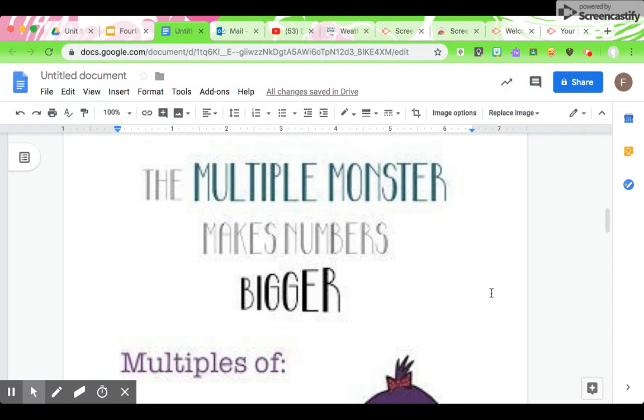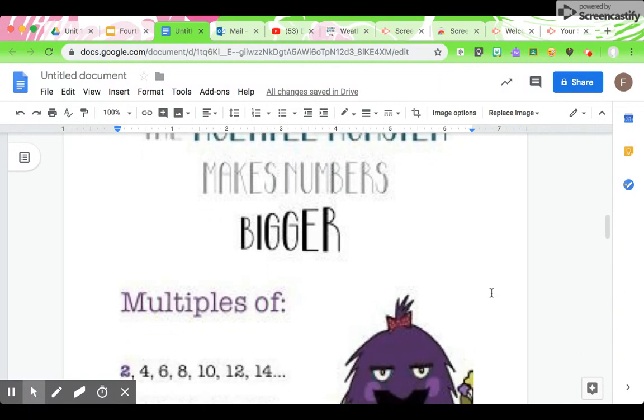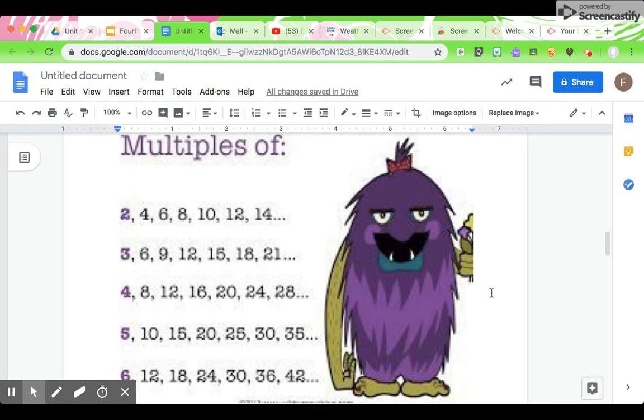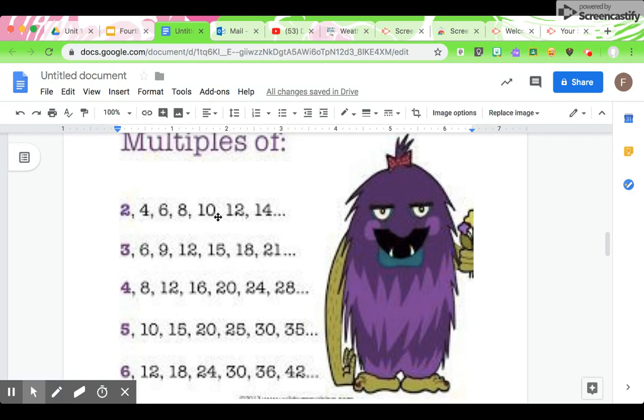Then we also have our multiple monster, which makes numbers bigger. So if I scroll down here, notice we have the multiples of 2: 2, 4, 6, 8, 10, 12, 14. And then we have the multiples of 3: 3, 6, 9, 12, 15, 18, 21. Notice for the multiples of 2, each number is increasing by 2.